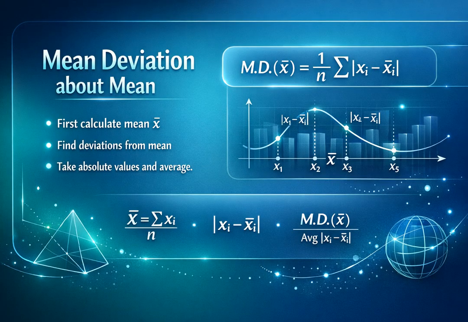Mean deviation about the mean is calculated as MD of x bar equals 1 over n times the sum of absolute values of xi minus x bar. First, calculate the mean x bar. Then find each deviation from the mean. Take absolute values of all deviations. Finally, average these absolute deviations.